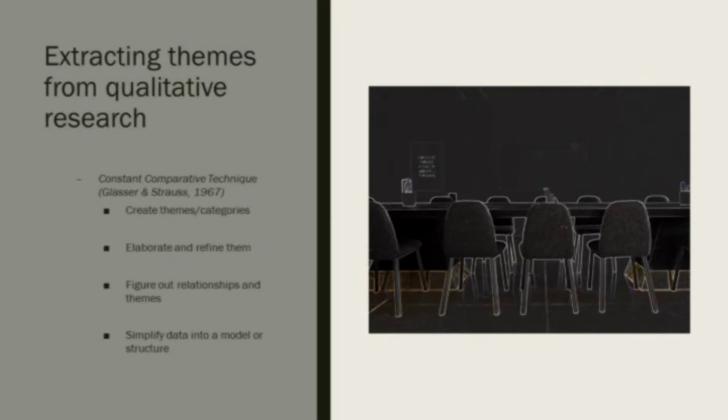Extracting themes from qualitative research. So what's important here is you can start creating themes even after one focus group. You can pick things that you think really stood out. You can pick things that you think really resonated with participants and then that you talked a lot about. And so you can elaborate and refine these themes as you go through the other focus group recordings or transcripts. And then you can figure out relationships and themes, and you may even create a model or a typography from that. But that might be a little bit beyond the scope of this class.